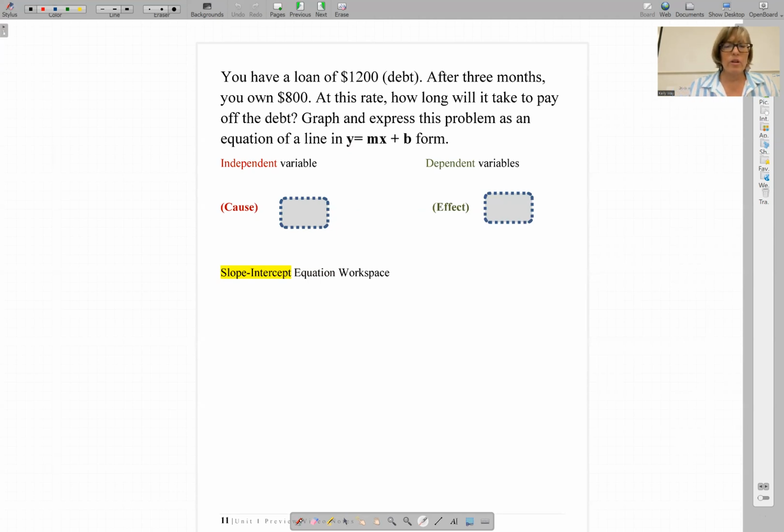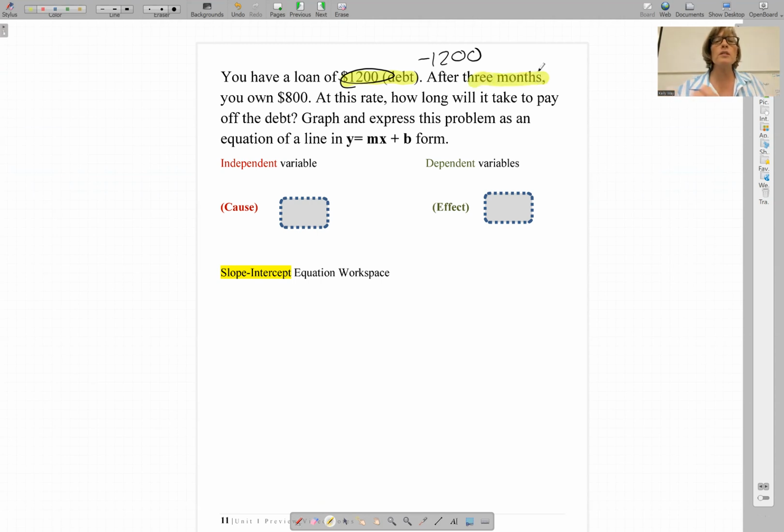All right. You should have read that out loud. Now, go back, underline, and or highlight using a pen or a pencil the key phrases. You have a loan, which is $1,200 in debt. Debt is a negative concept. You're in debt. So it's not a credit, it's a debt, which means technically that is going to be a negative number. Just keep that in mind.